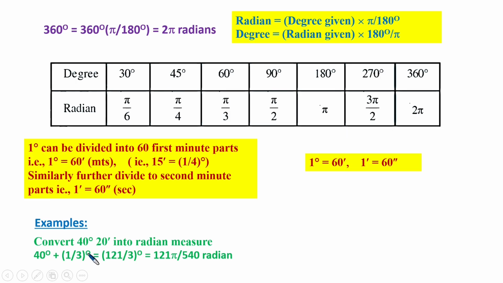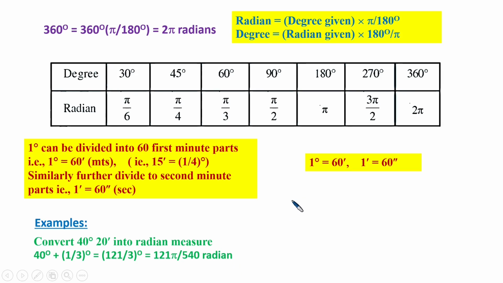So 1/3 degree. So I can write this as 40 into 3 is 120 plus 1, 121 divided by 3 degrees. So now this degree I can convert to radian, as we have shown earlier here also. So for degree to radian, I write 121 pi by 180. So 180 into 3 is 540. So this quantity is in radian. We have converted this 40 degree 20 minute in radian.